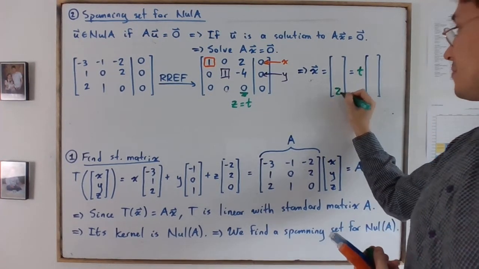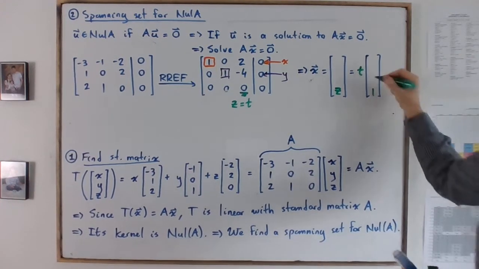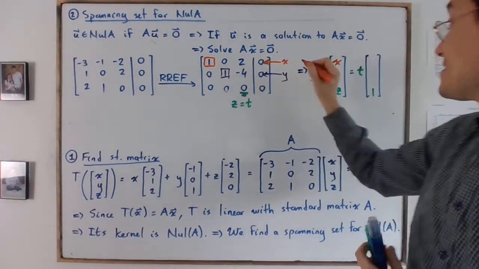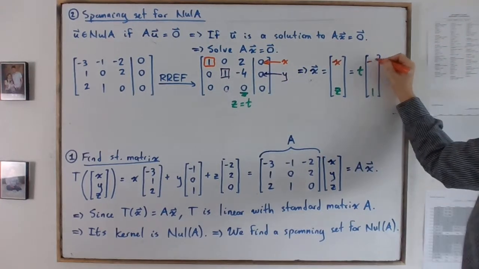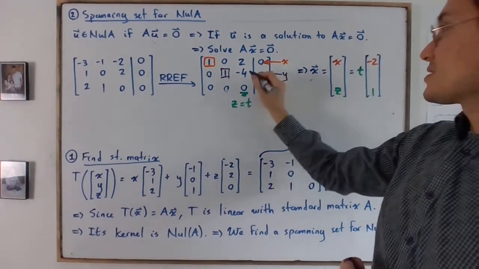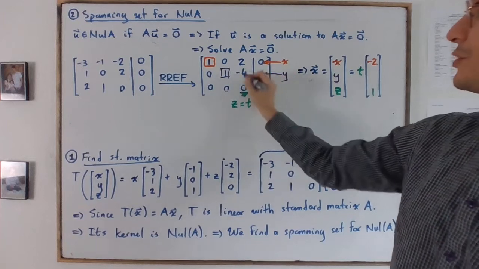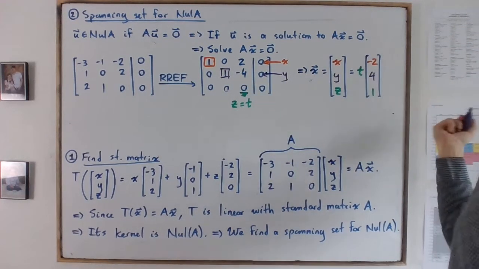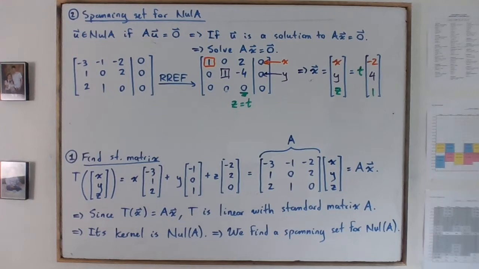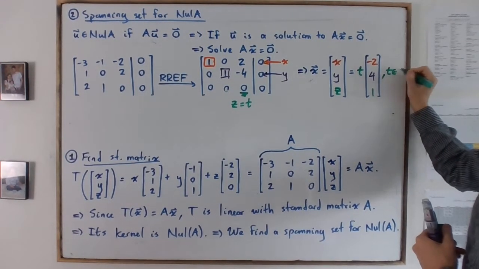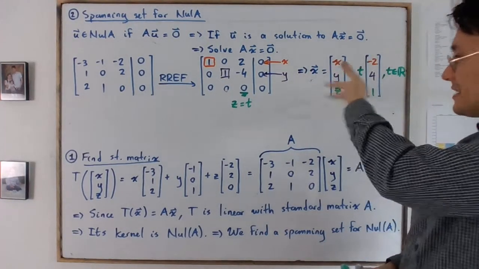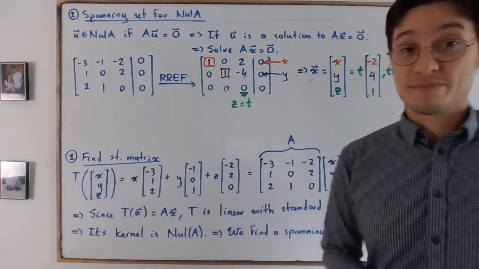Reading the z first, we see that z is equal to t, so we put the 1 in this entry. And then reading x, we have 0, but we push the 2t on the other side, so we get negative 2t. And finally, with the y, same thing. Y is equal to, then you push the negative 4 on the other side, and you get 4t. So this is your solution. Let's write here that t must be a real number. Just so that we are clear, this represents all the solutions.